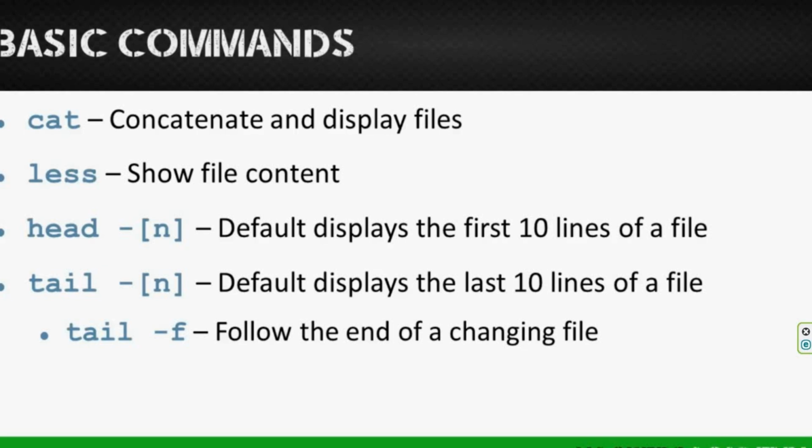Less command, which shows the file content in a different way. Head -n, n stands for a number. So for example, head -10, head -50, which displays the first n number of lines of a file. By default, it's 10. So for example, if I type head file.txt, I'll see the first 10 lines in the file.txt. Tail will show me the last 10 lines or 50 lines or whatever I replace n with. Tail -f tells me to follow the end of a changing file. So if it's a live file, if it's changing while I'm looking at it, I can use the tail -f.